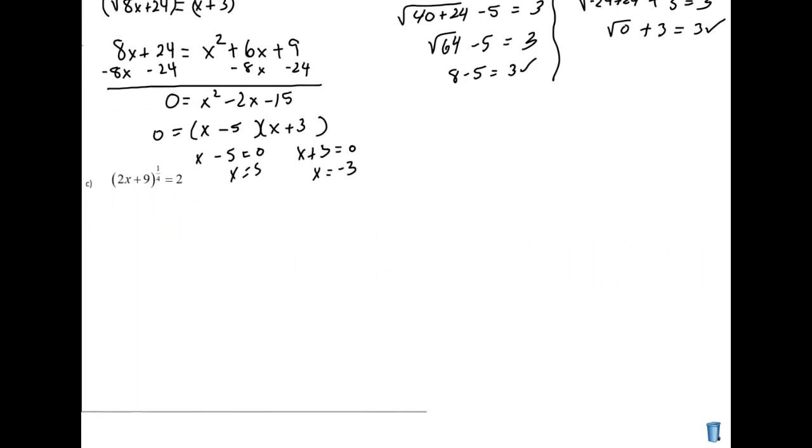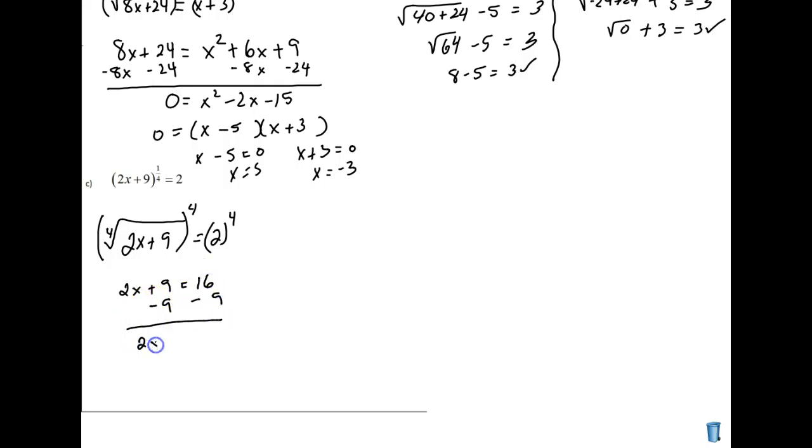On this next one, remember that to the 1/4 power actually means the 4th root of 2x plus 9. So I'm going to raise this to the 4th power in order to eliminate my 4th root. So I get 2x plus 9 equals 2 to the 4th power, which is 16. So I have 2x equaling 7, and x equals 7/2. Don't forget, we have to check.